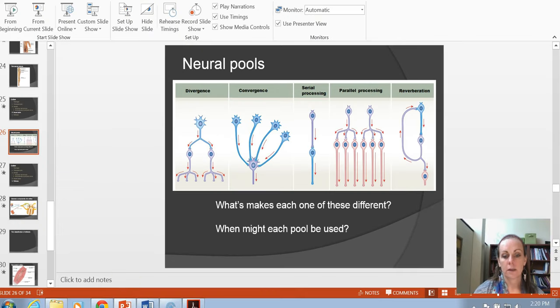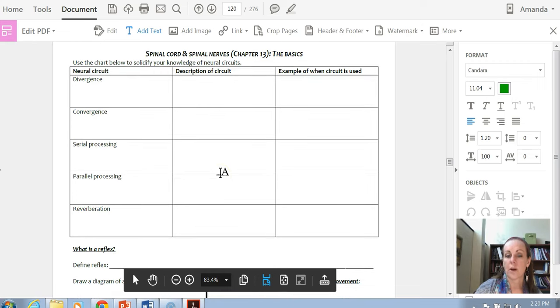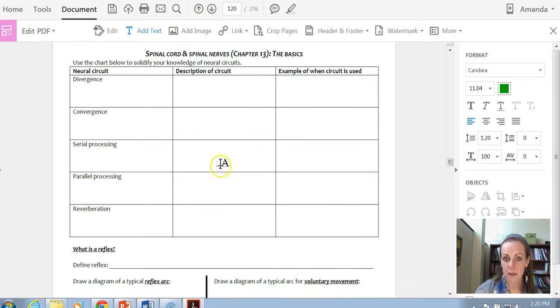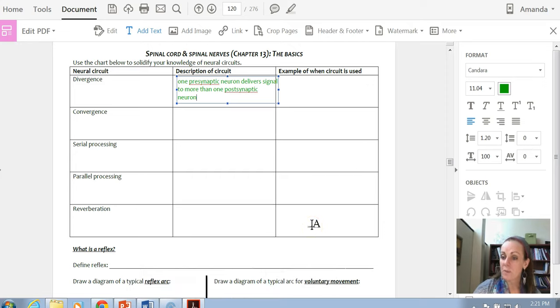If you look in your notes packet, it gives you these circuits, and so I would suggest you listen to what we just talked about again and put a description of the circuit in your own words. For example, divergence is one presynaptic neuron delivers signal to more than one postsynaptic neuron. Then think about the examples we talked about. So go through that and see if you can write this out in your own words based on what we've talked about.